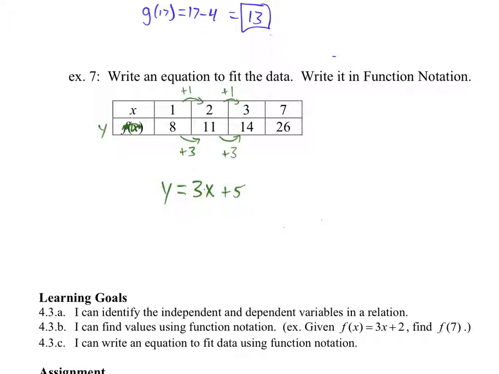And now we hope like crazy that works for all of them. So if we look at, well, 3 times 2 gives me 6, plus 5, 11. 3 times, put the 3 in for x. 3 times 3 is 9, plus 5, yes. And 3 times 7, 21, plus 5, 26.